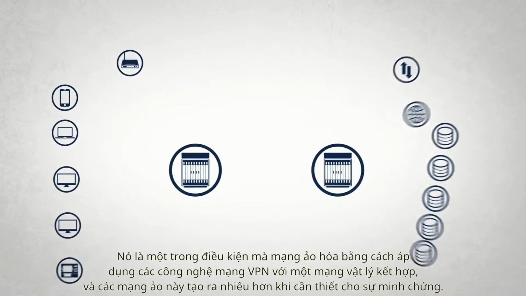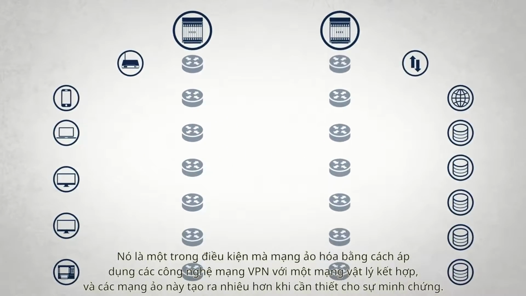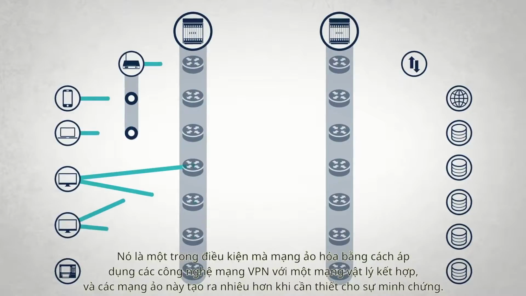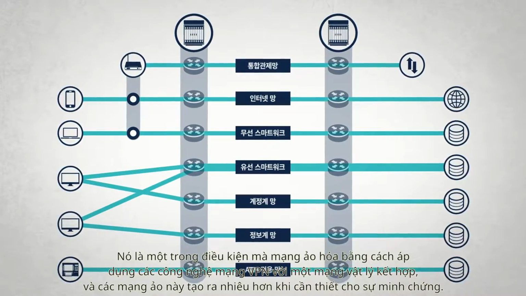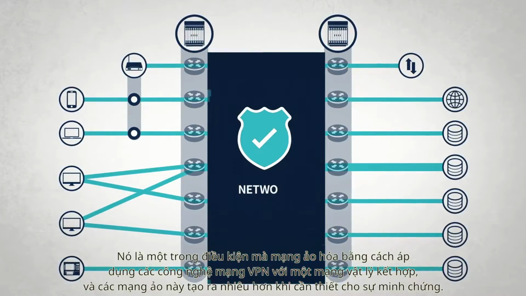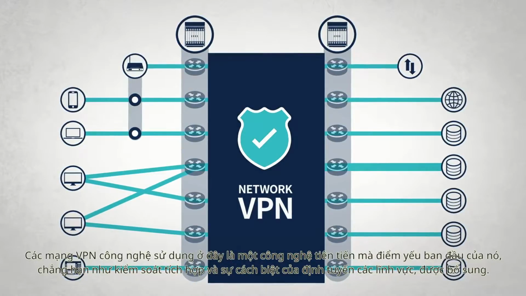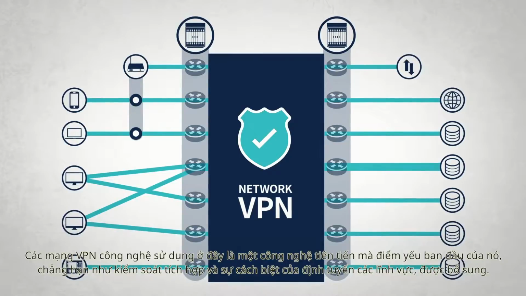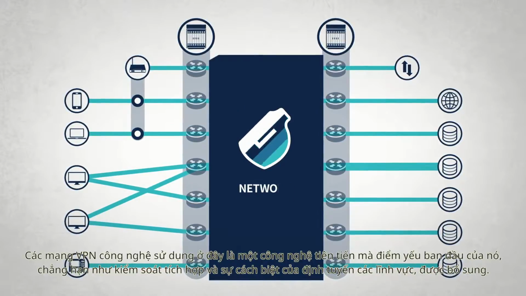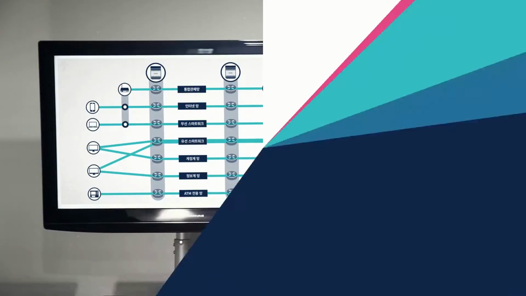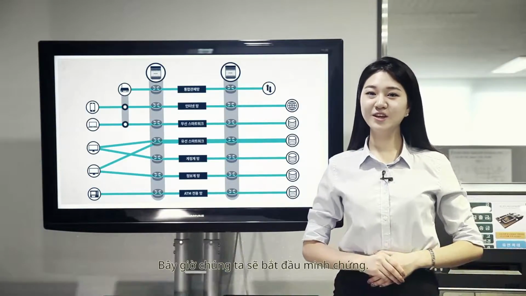It is in a condition where the network is virtualized by applying the network VPN technology to a physically combined network, and such virtual networks are formed as much as needed for the demonstration. The network VPN technology used here is an innovative technology where its initial weak points, such as the integrated control and the separation of routing domains, are complemented. Now we will begin the demonstration.